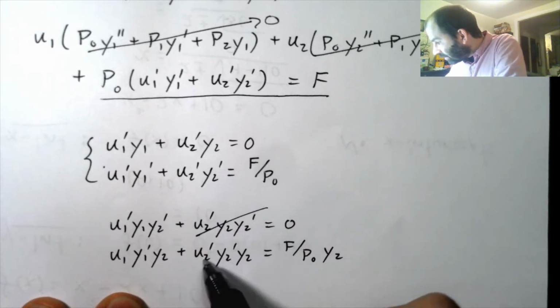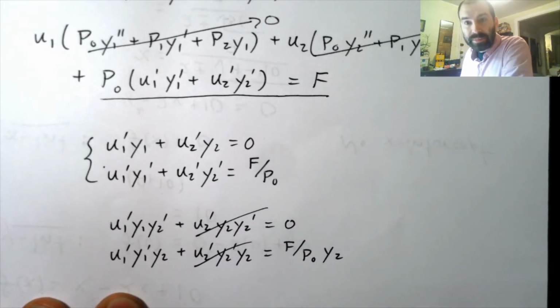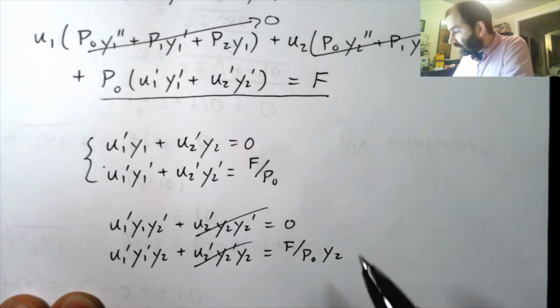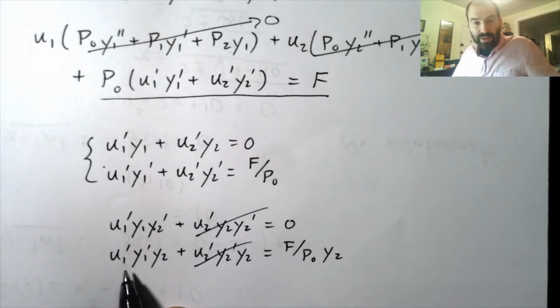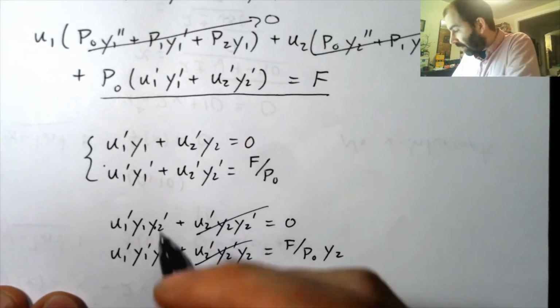you'll notice that these terms cancel off over here, okay? So then I'm going to have this piece minus that piece, and I can factor out the u1 prime, okay? So that's what I'm going to do.